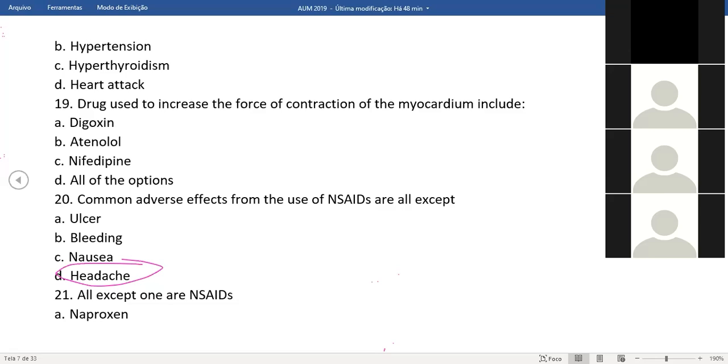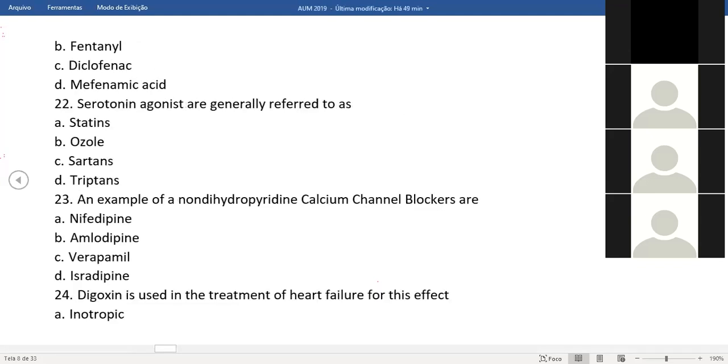All except one are NSAIDs. A, naproxen. B, fentanyl. C, diclofenac. D, mefenamic acid. Fentanyl. What class does fentanyl belong to? Opioid analgesic. You are ready for national exam.